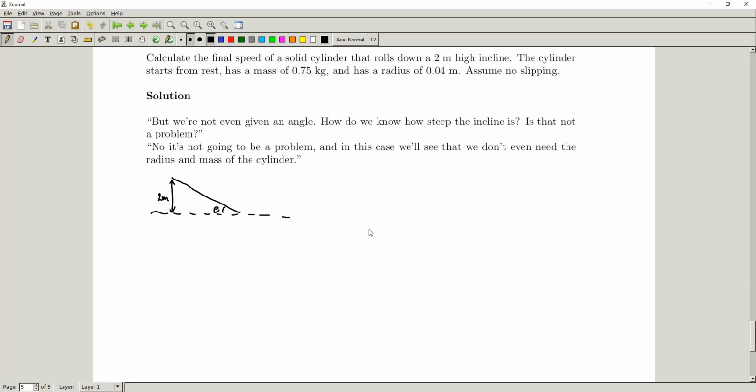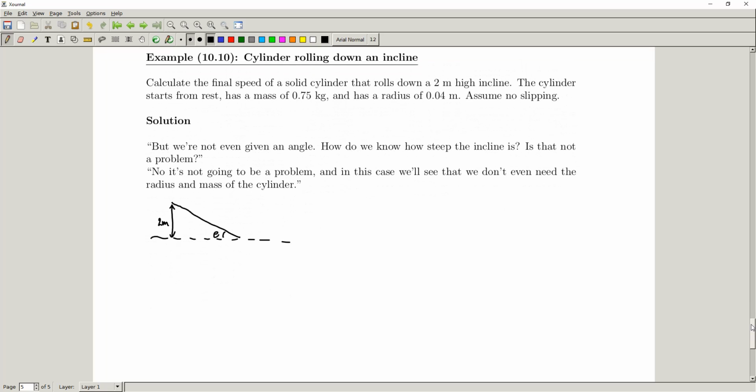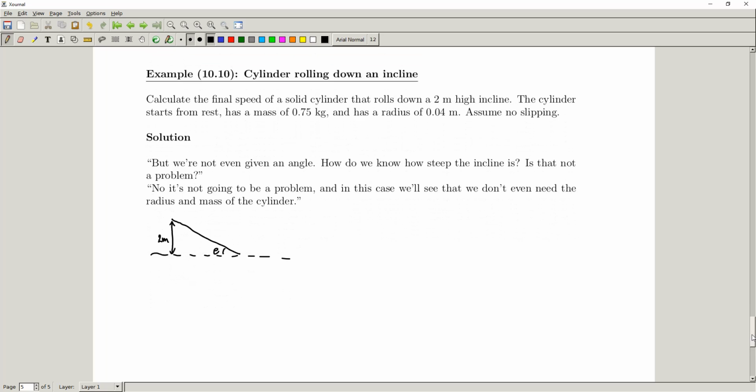Well, no. We're going to find in the end that it's not a problem. In fact, we need very little to be able to solve this problem. We don't even need the mass of the cylinder or its radius. We're going to find that our solution is actually super general here. Okay, so let me start off.